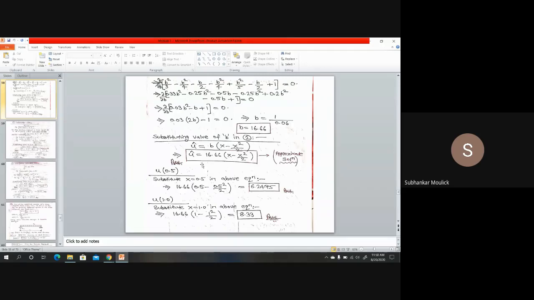Again, I need to find out u of 0.5. That means the value of u cap when x is 0.5. Substitute the value of x equal to 0.5 in this expression. You will get the value of u to be 6.2475. And u of 1, that means the value of u when x is equal to 1. Again, in this expression, substitute x equal to 1. You will get the value of u to be 8.33.